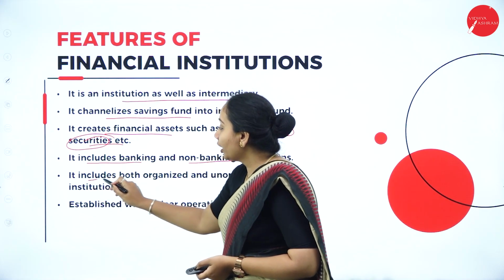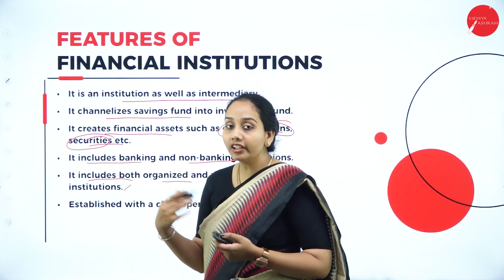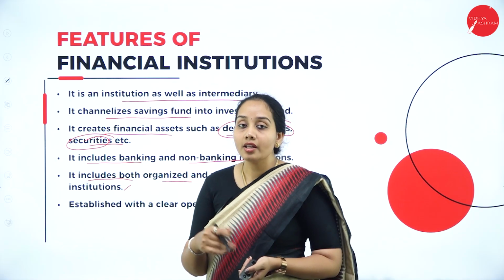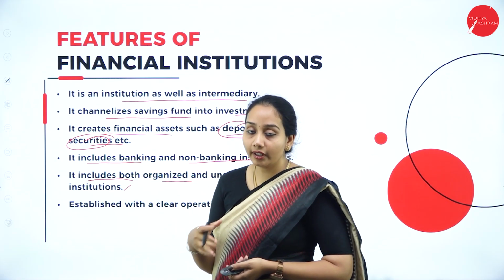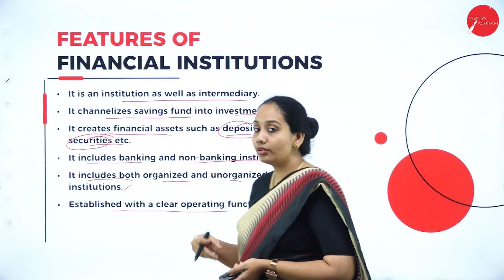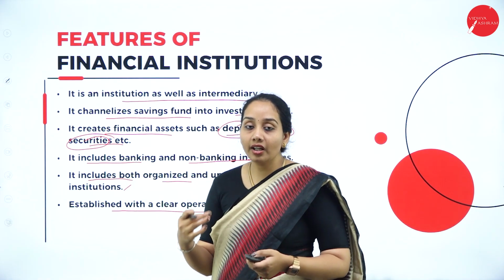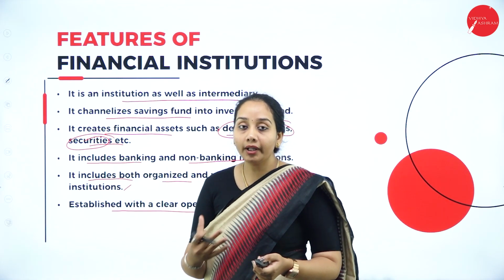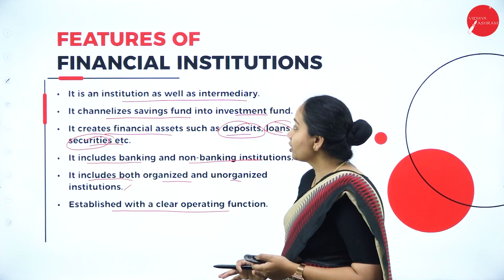Next feature, it includes both organized and unorganized institutions. So organized institutions are the banking institutions, and unorganized ones are small chit funds like that. Next, it is established with a clear operating function. So they are established with proper rules and regulations regarding the transactions or operations of the day-to-day working mode of the institutions. So these are the features of financial institutions.